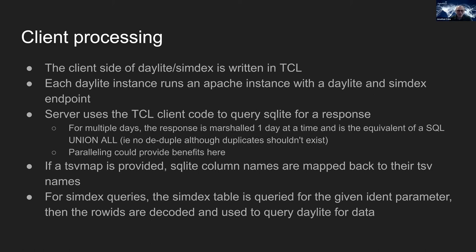It'll then look at the TSV maps, which were the column maps that I mentioned before, to see if we've got to rename any column names so we can get back to the original TSV names, because we ultimately want to arrive at lines that match roughly what our raw input is. The ordering of the columns might be different, but that's not relevant for the way we use the data. And then in the case where someone does these Simdex queries, we actually first look at the Simdexer table to look up the row IDs, then use that to query Daylite.